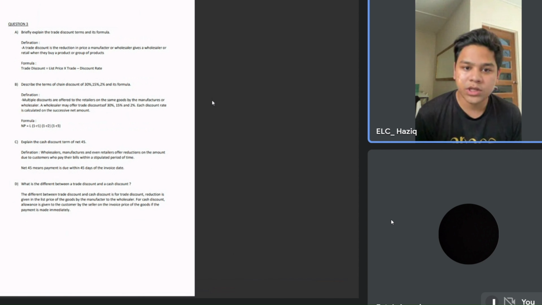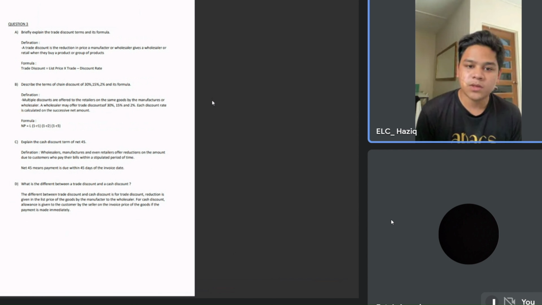The second question is describe the terms of chain discount of 30%, 50%, 2% and its formula. The definition is multiple discounts are offered to the retailers on the same goods by the manufacturers or wholesaler. A wholesaler may offer trade discounts of 30%, 15% and 2%. Each discount rate is calculated on the successive net amount. The formula is net price equals L, first bracket 1 minus rate 1, second bracket 1 minus rate 2 and the third bracket 1 minus rate 3.